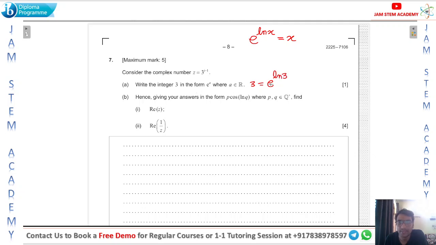So from here we can compare with the given expression e raised to the power a. Can I say the a value must be this power part, which is ln 3? That's the answer for the first one.